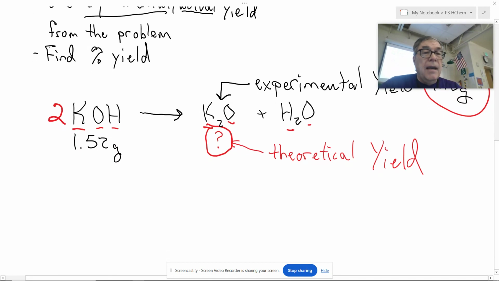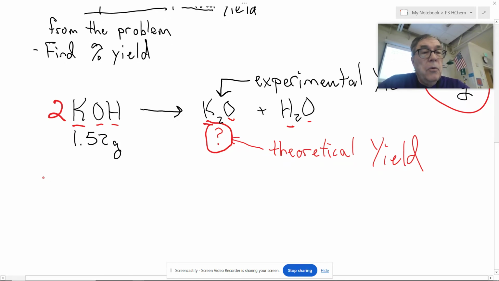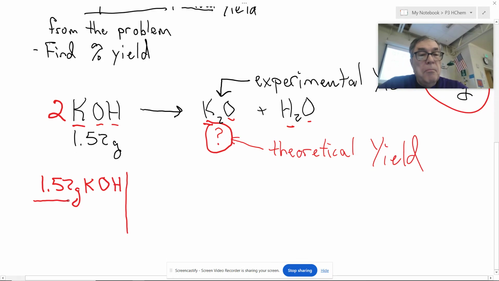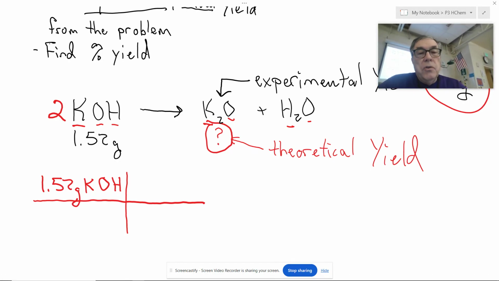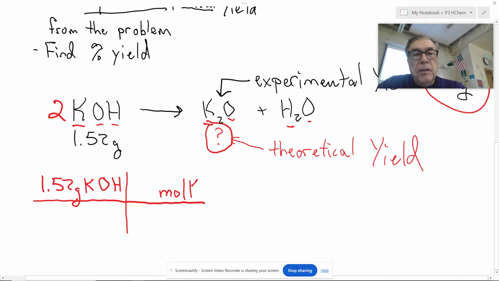So let's do that stoichiometry. I'm going to start with 1.52 grams of potassium hydroxide. I'm going to change that to moles. And I'm going to write in all the units before I do any more numbers because I think that's a useful way to approach stoichiometry problems. And I haven't modeled enough of these for you probably. We're going to change grams to moles, right? So I'm going to put moles on the top. That's moles of potassium hydroxide.